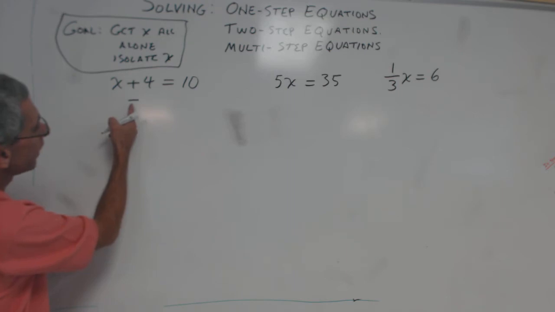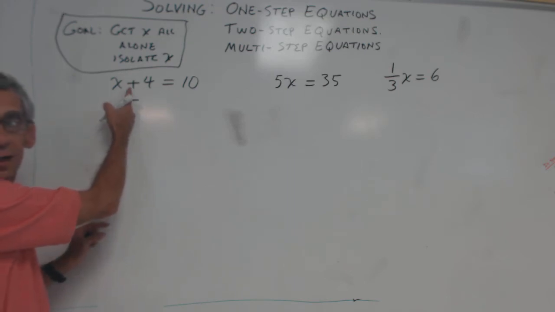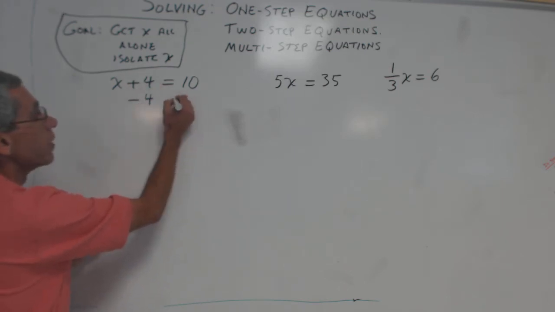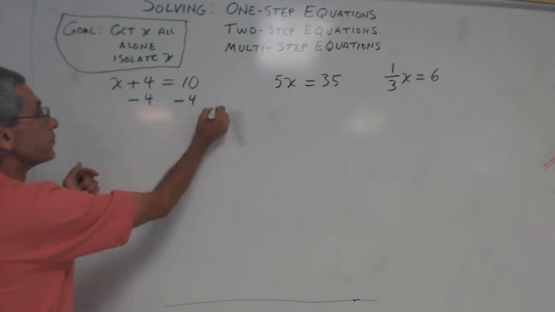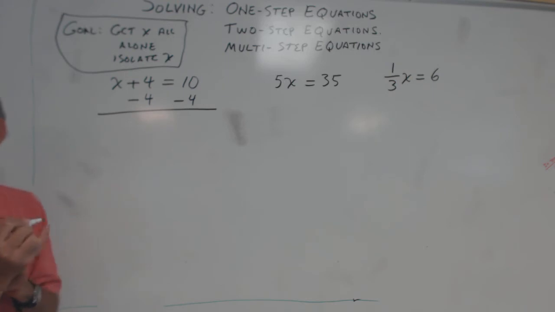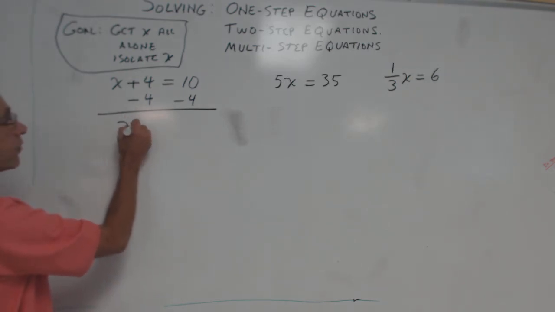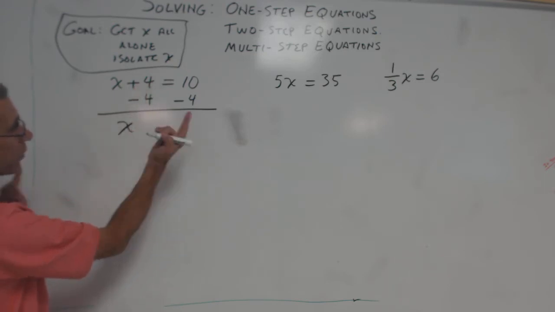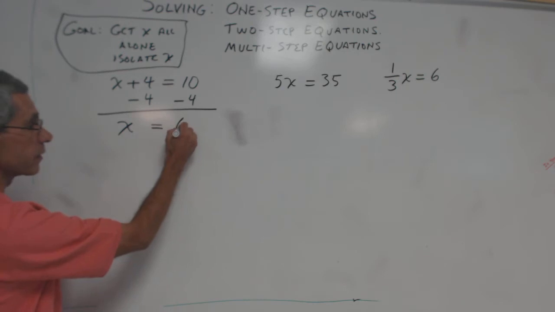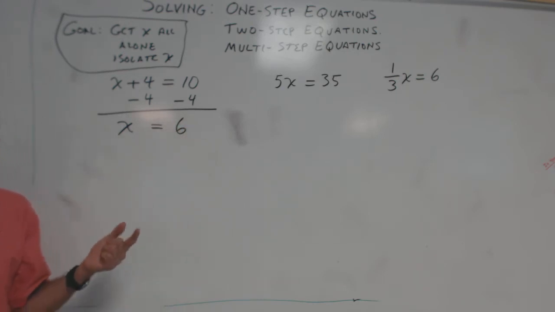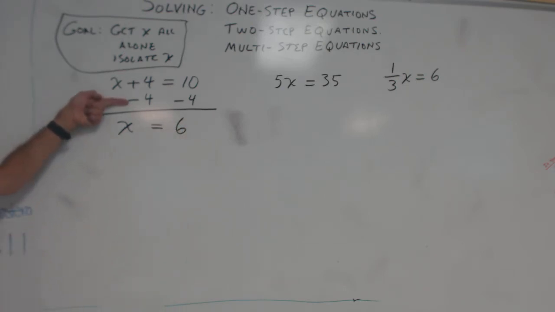So whatever sign I put here has to be the opposite sign that's there. So I'm going to take away 4. But whatever I do to one side, I have to do the other, so I'm going to take away 4. Everybody gets that, right? Everybody should understand that. Okay, so all I have left is x. The 4 minus 4 is 0. I don't have to write that. So I have x equals 6. I'm done. It's called one step because this is the only step I had to do.